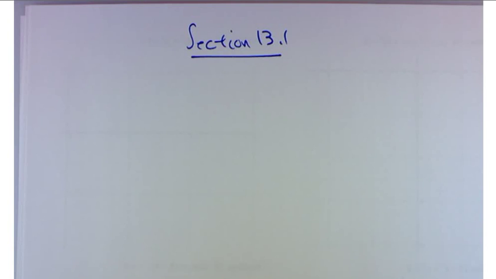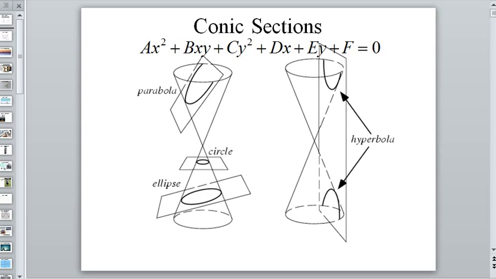Chapter 13 is going to discuss something called conic sections. Conic sections are a set of figures that were first envisioned by the Greeks a couple thousand years ago. And it's always amusing to me to think about some Greek mathematician, 500 or 600 years BC, sitting around and saying to himself, ha, I got it.